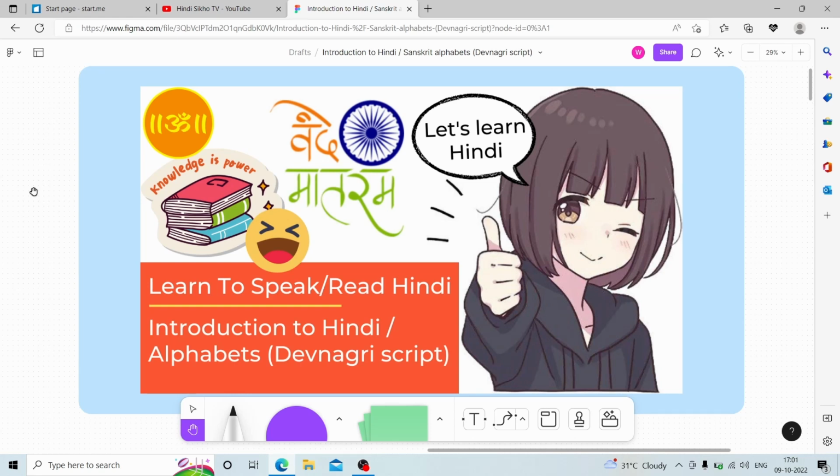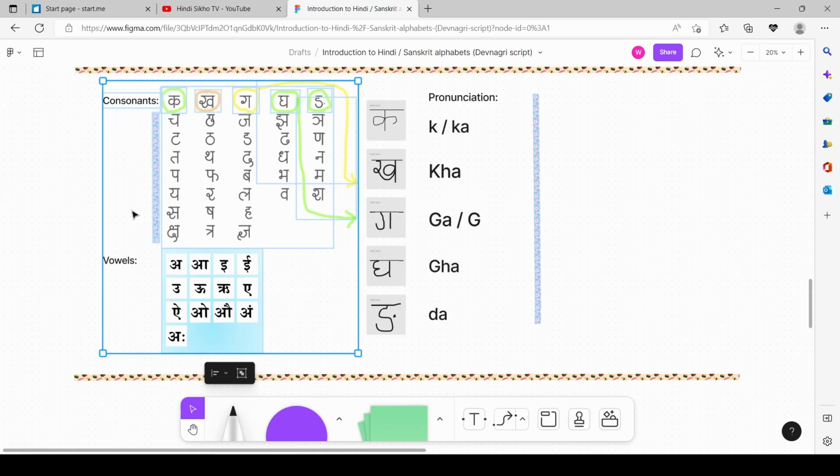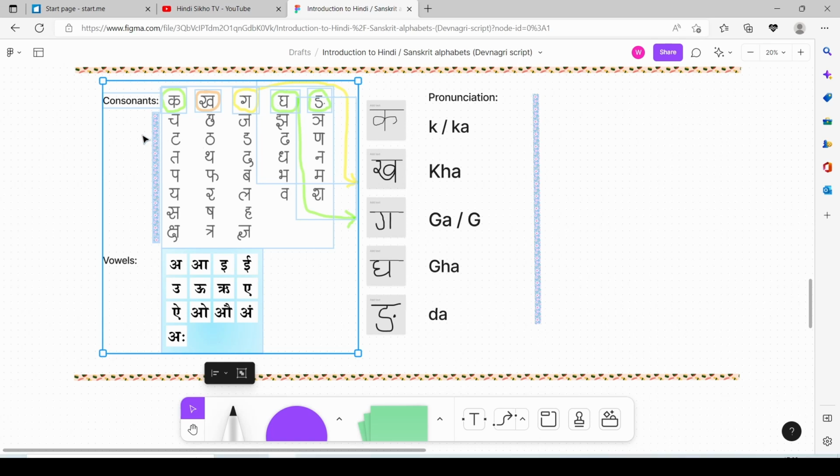Now let's begin. These are all of the alphabets that are present in both Hindi and Sanskrit language. And the script is Devanagari. This is called Devanagari script. So in this video, I will describe how all of these are written and pronounced.